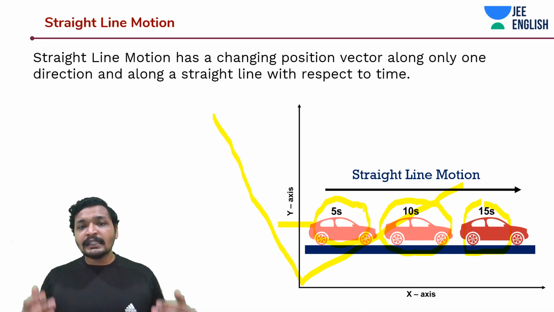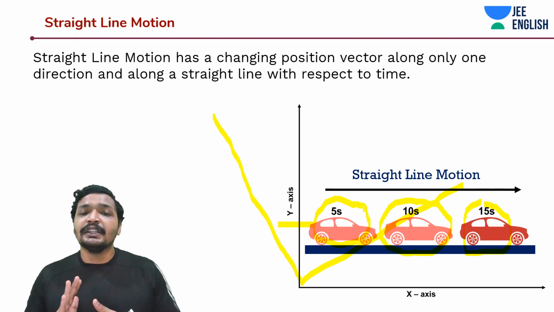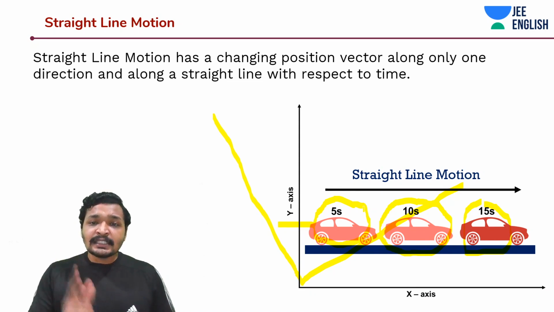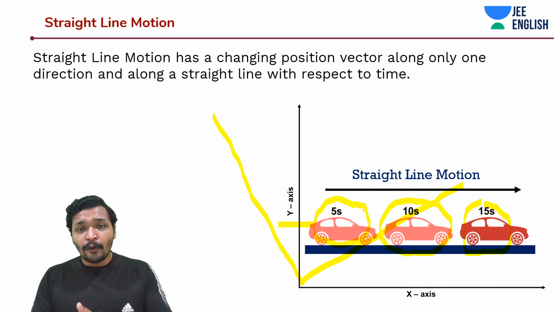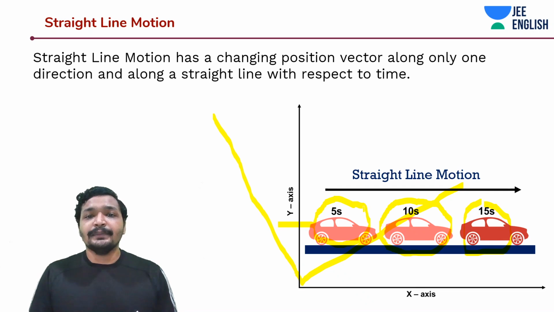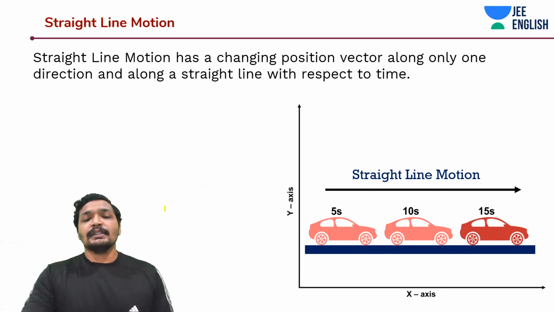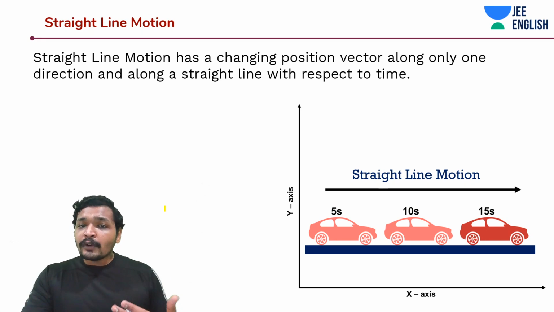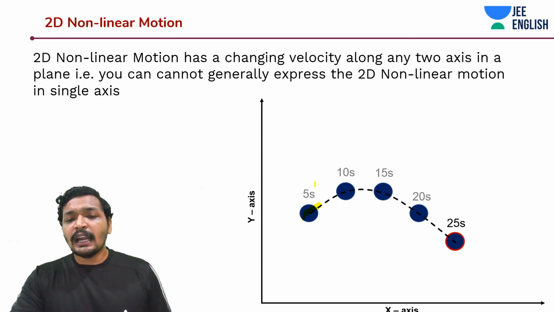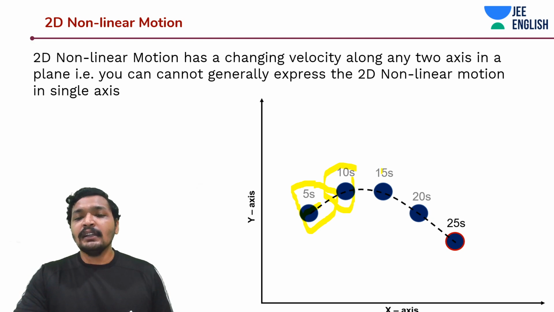So we are talking about rectilinear straight line motion, and the next thing we'll be talking about is 2D non-linear motion or curvilinear motion. So curvilinear motion is a type of 2D non-linear motion. Straight line motion is one which has its position changing with respect to time only along a straight line. And in this case, we are seeing that it is only changing along one axis. So now, what about 2D non-linear motion? In a 2D non-linear motion, if you see this object at different time instances, it is at different x and y coordinates.